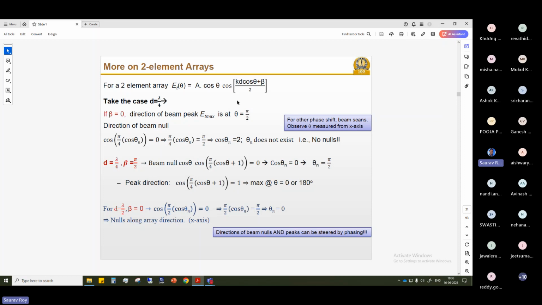So now, from this array factor formula, when will the beam peak? Can anybody tell now how we get the beam peak, or when the beam will have a null? How do you calculate it from this array factor formula?